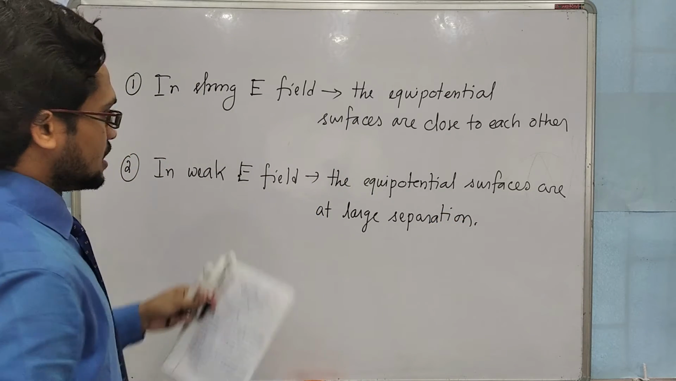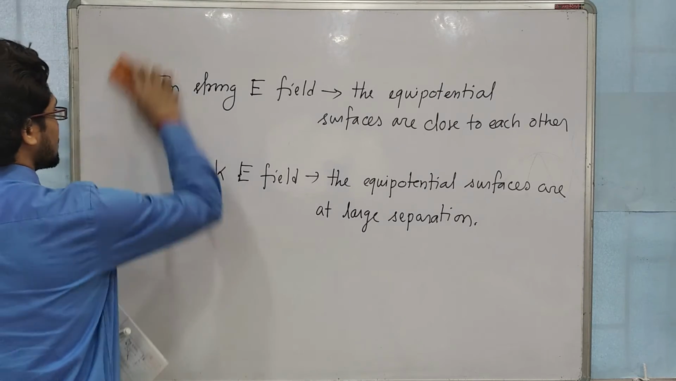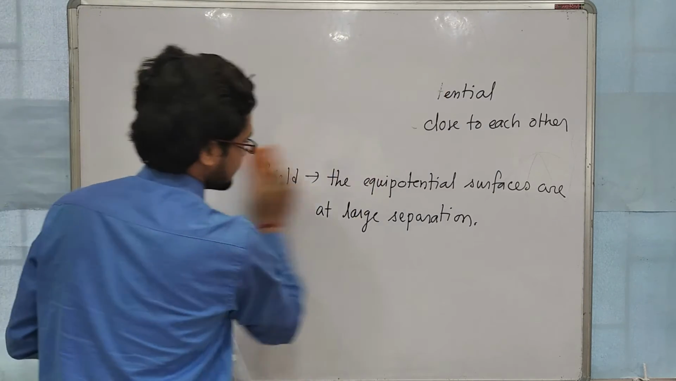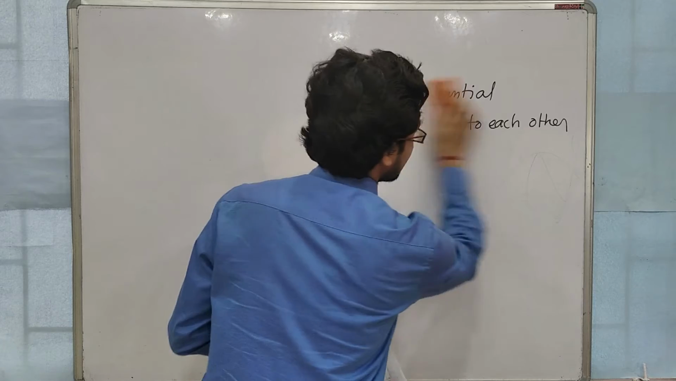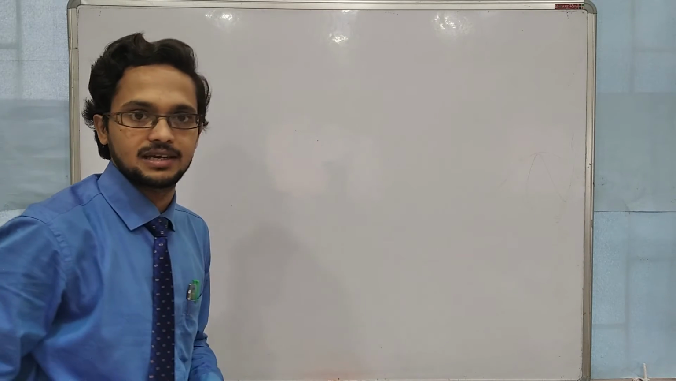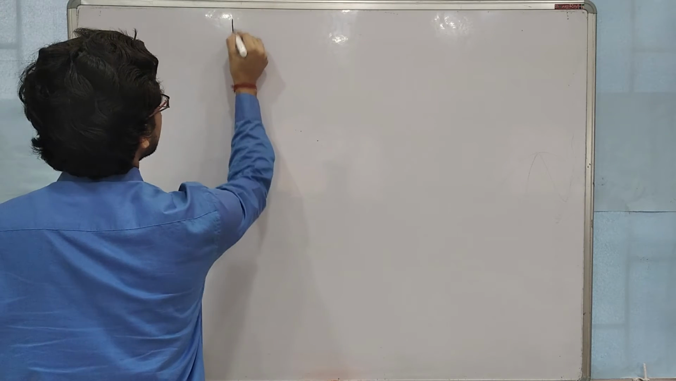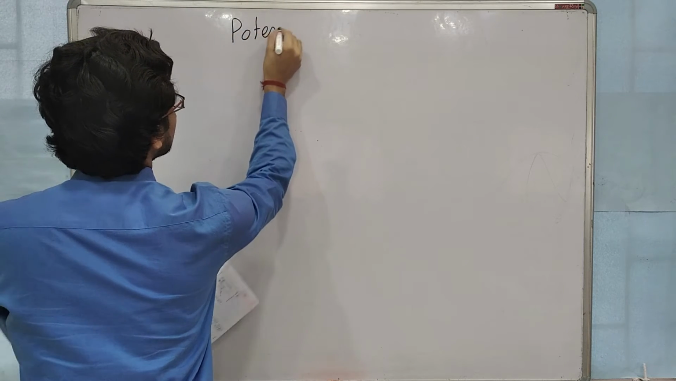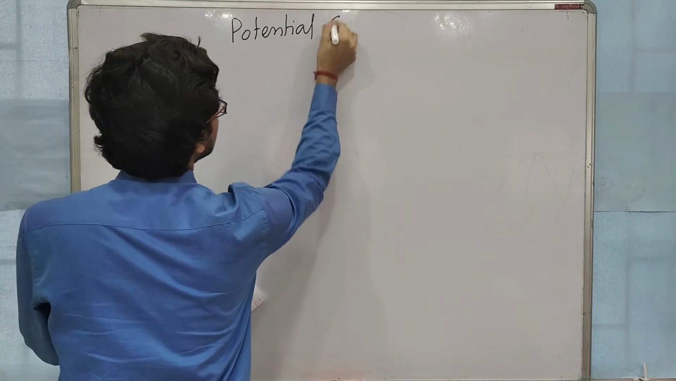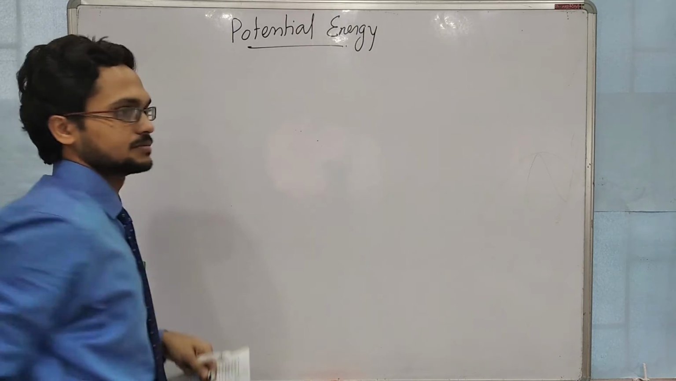So now we will discuss potential energy. Electric potential difference we have discussed. Potential means work done to bring unit positive charge from infinity to that point. So what about potential energy? Potential energy for a system of charges.